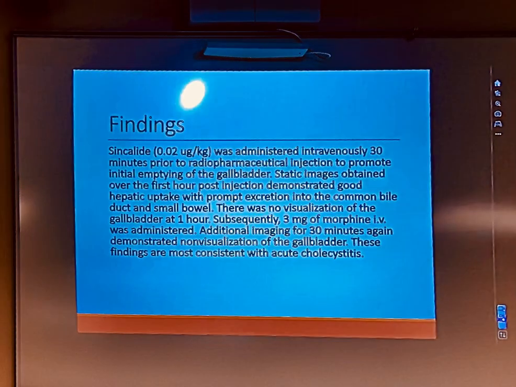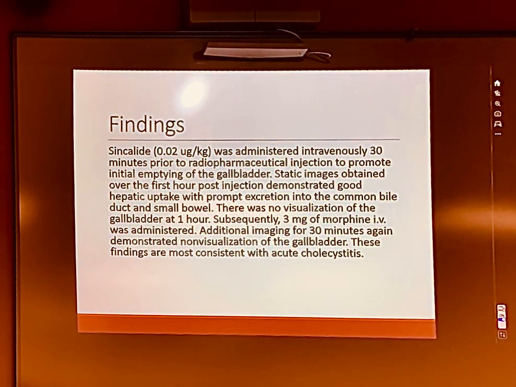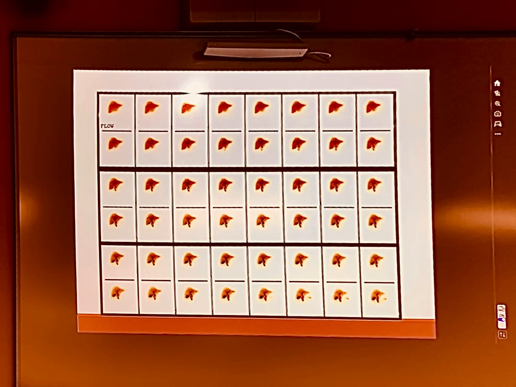No gallbladder. Right? So, those are 30 minutes prior to pharmaceutical injection to promote initial emptying of the gallbladder. Static images obtained in the first hour post-injection. Good hepatic uptake, good prompt excretion into the CBD and small bowel. No visualization of the gallbladder at 1 hour, then they gave them morphine. That's this patient.